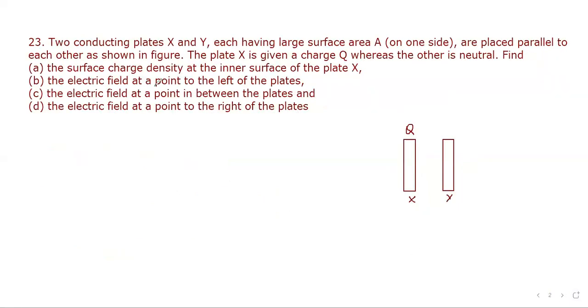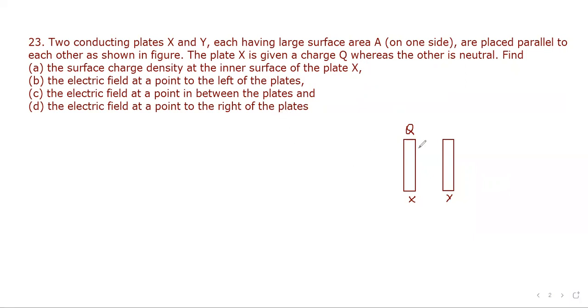Now consider question number 23. Two conducting plates X and Y, each having large surface area A on one side, are placed parallel to each other as shown in figure. The plate X is given a charge Q, whereas the other is neutral. Find the surface charge density at the inner surface of the plate X, the electric field at a point to the left of the plates, the electric field at a point in the middle of the plates, and the electric field at a point to the right of the plates.